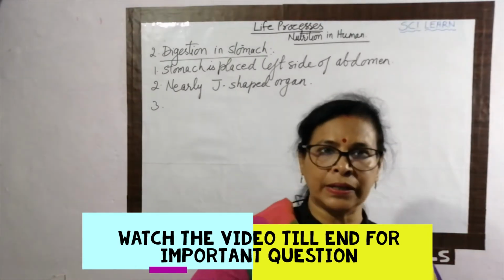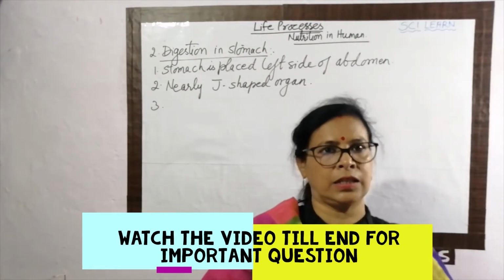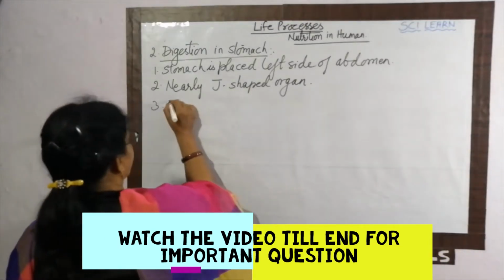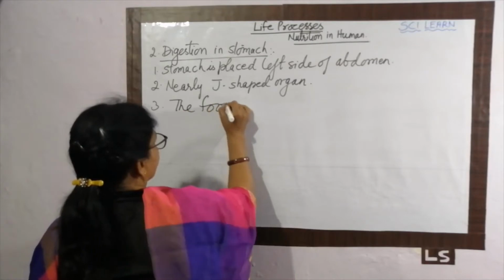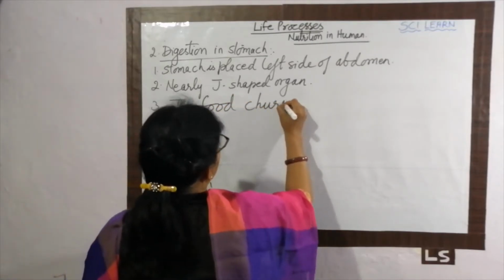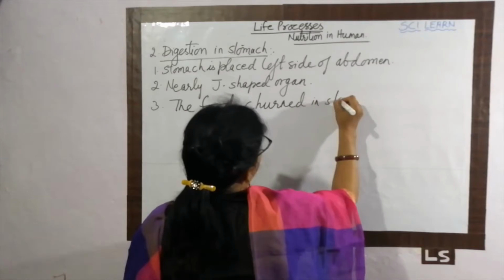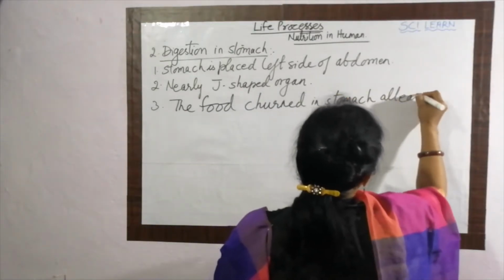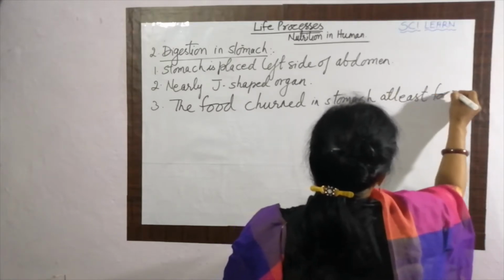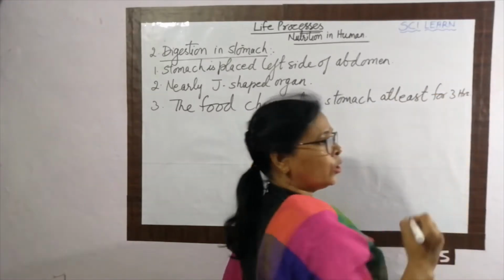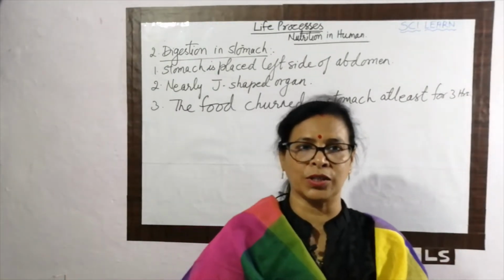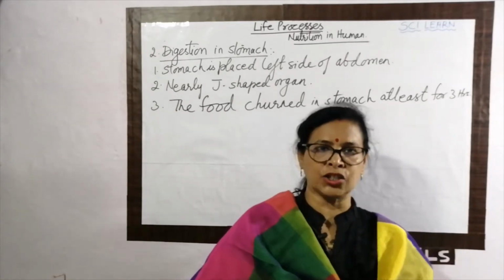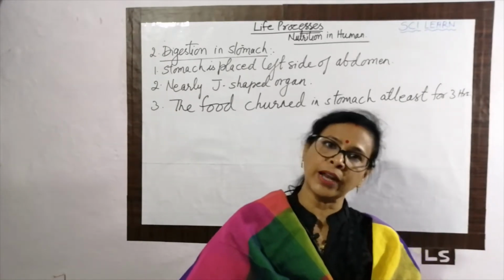Okay, now what happens in the stomach? The food stays in the stomach for up to 3 hours. The food is churned and stays in the stomach for at least 3 hours. It does not happen that we eat food and our stomach becomes completely empty. That is not possible. Our food still stays in the stomach, and the process of digestion is going on there. What happens in the stomach?